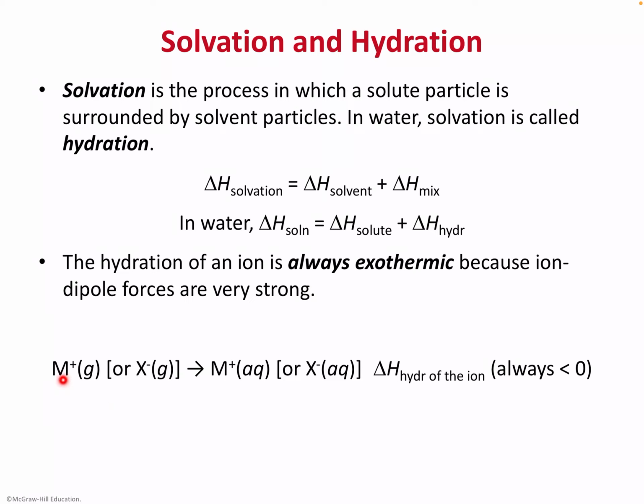A positive ion in gaseous phase and the negative ion in the gaseous phase becoming positive ion in aqueous or negative ion in aqueous. Delta H hydration is always less than 0, meaning it's going to be exothermic.